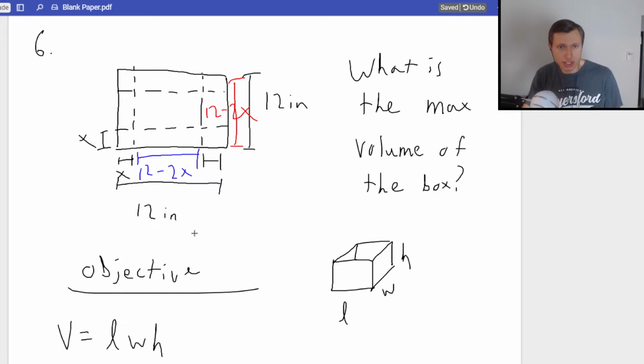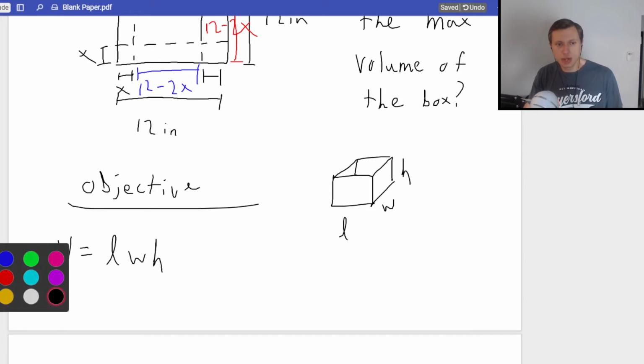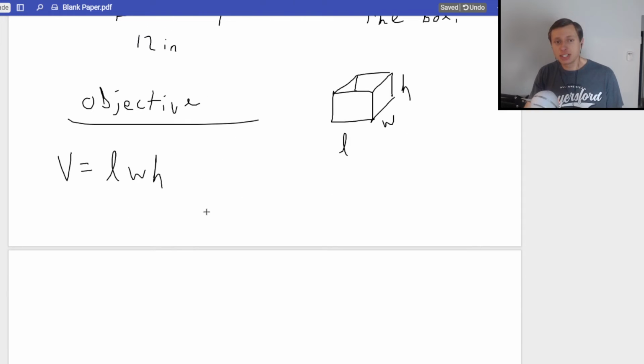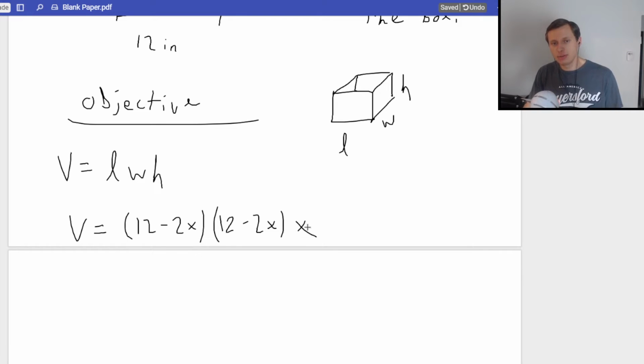So the length is 12 minus 2x. The width is 12 minus 2x. What's the height? The height's actually just going to be x because that's how much you're folding it up. So let's write it out. Volume equals length, 12 minus 2x, times width, 12 minus 2x, times a height of x. This is my objective equation.